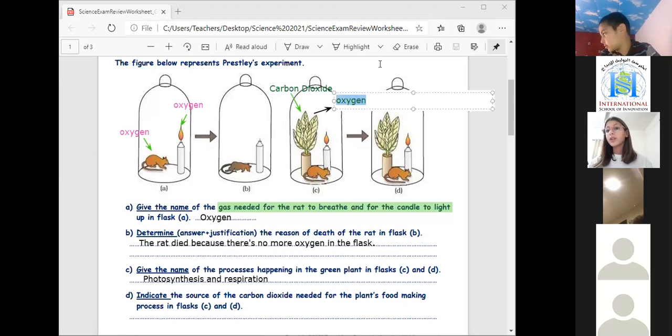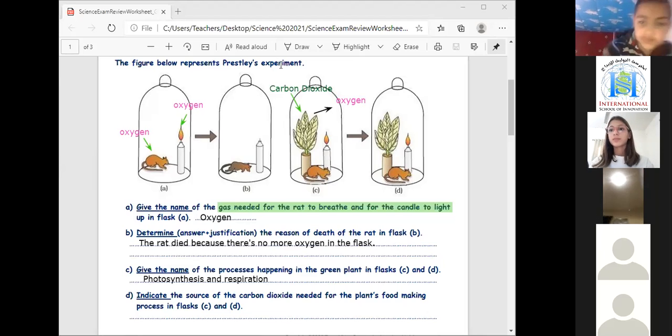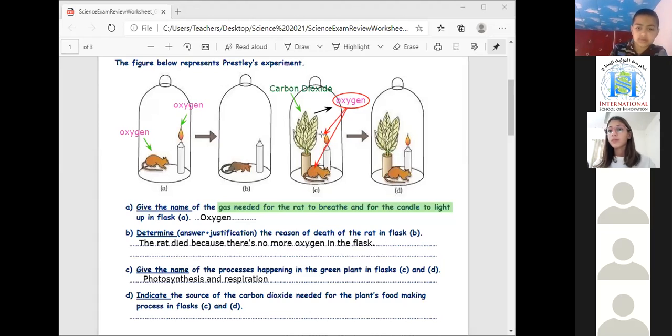They take in carbon dioxide and they release oxygen by photosynthesis. Look, this oxygen right here, who needs oxygen to breathe and to light up? Who will take oxygen? The rat and the candle. So the plant uses carbon dioxide and releases oxygen. This oxygen is needed by the candle and by the rat to breathe.